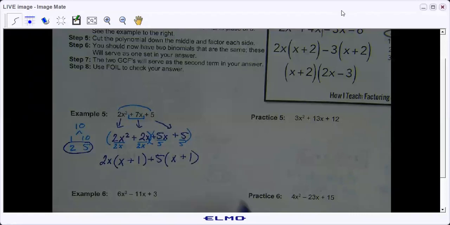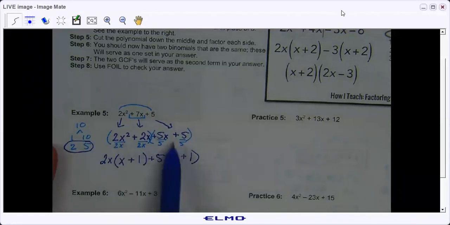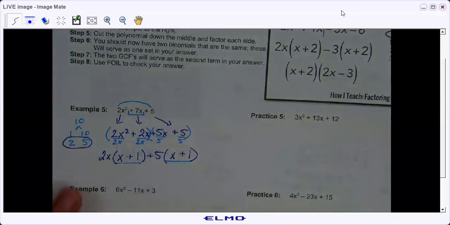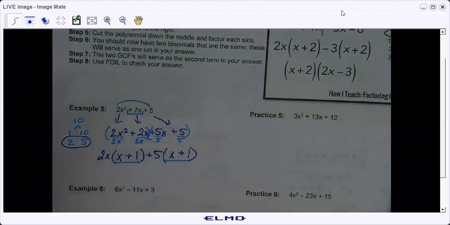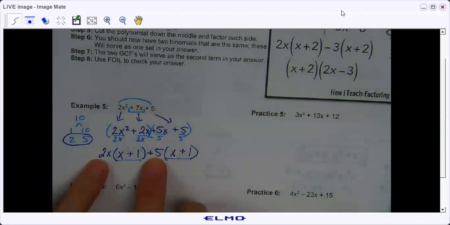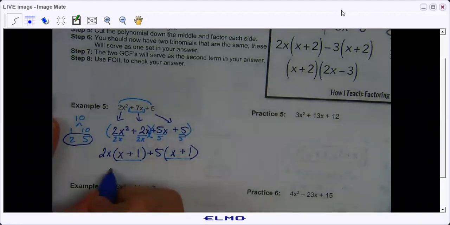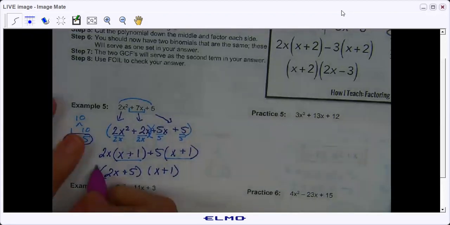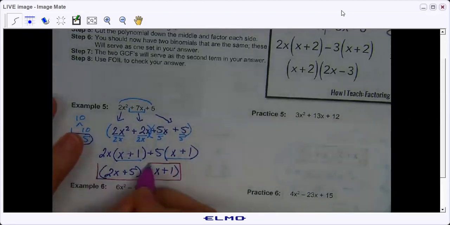Okay. So I factored out both of these terms. Now you're going to notice that these two terms are the same. So what we have factored out of this whole thing is an x plus 1. And now we take 2x plus 5, and that becomes one binomial. Then x plus 1 becomes our second binomial. And that is your answer.